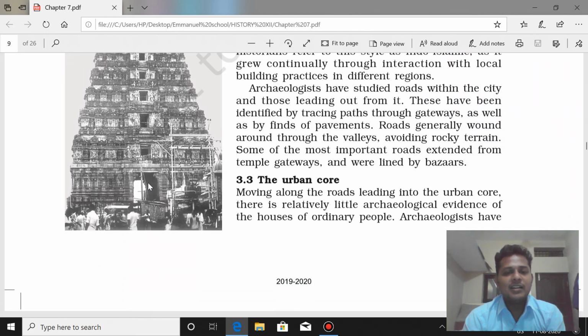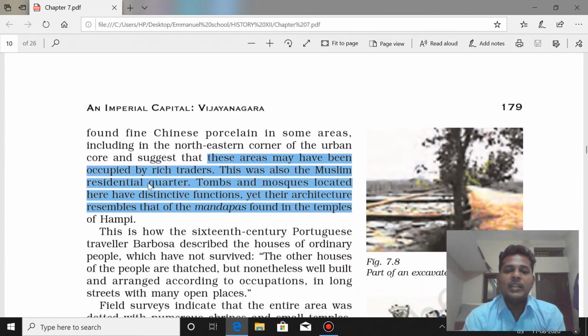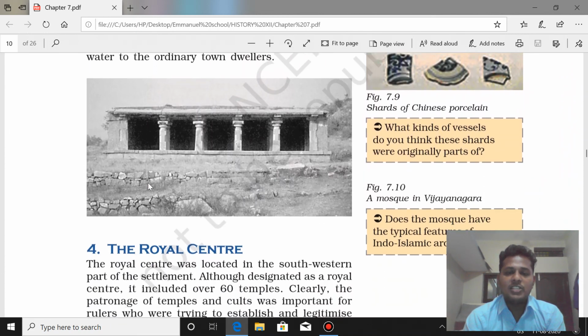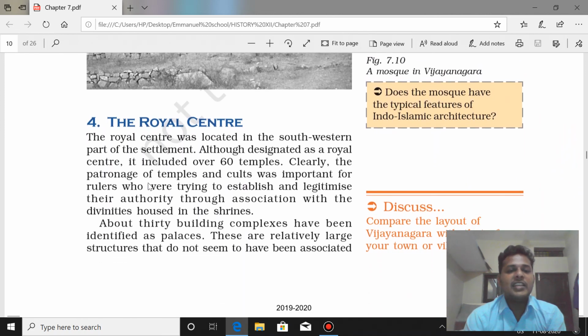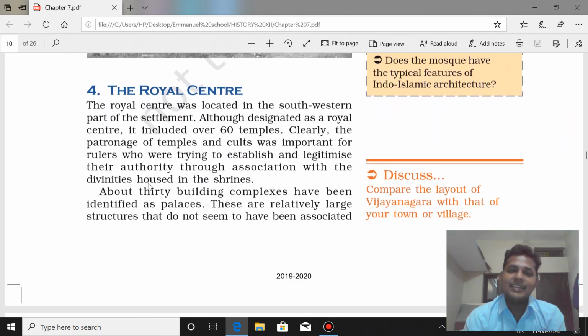So with this, we wind up this small and short session. In the next session, we will study the royal center and the sacred center. These are the two important questions. The rest we can quickly see. With that, we can call this lesson an end.